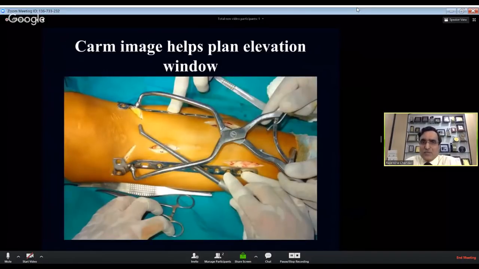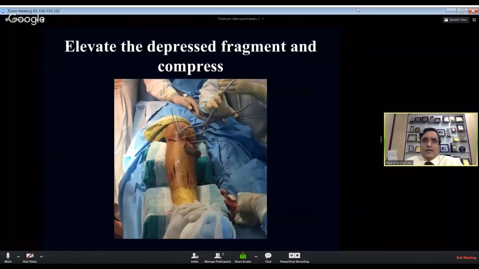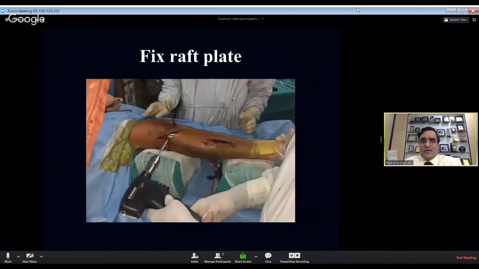The C-arm image helps plan the elevation window properly, and this is my rough mental planning of where my window would be, how the punch would be going, so that it gives the exact location where we make the window. Here we have elevated the base fragment, and now we are compressing with the clamps so that we get the width reduction. And then is the raft plate on the lateral side.